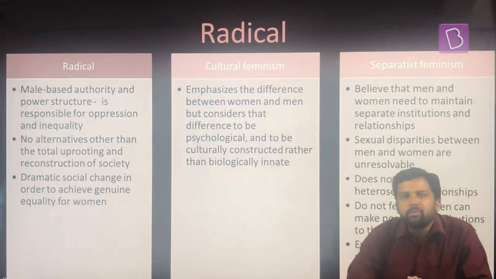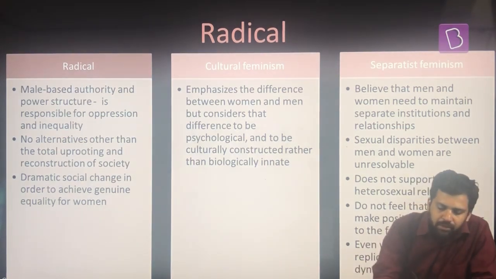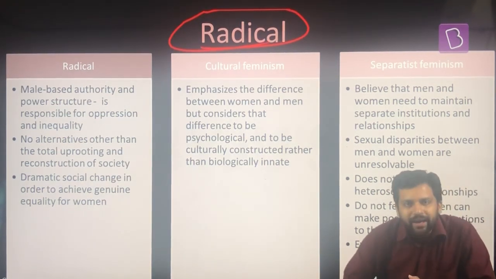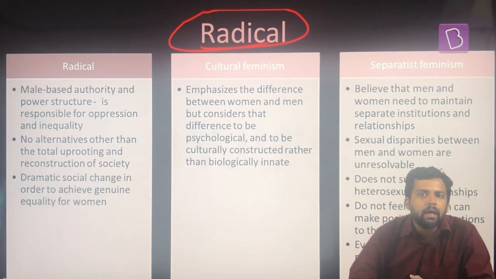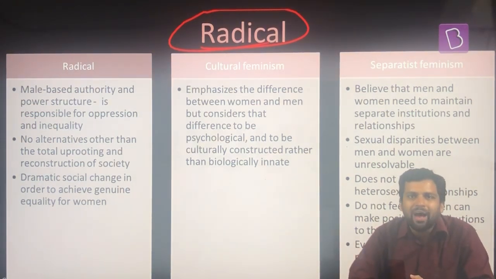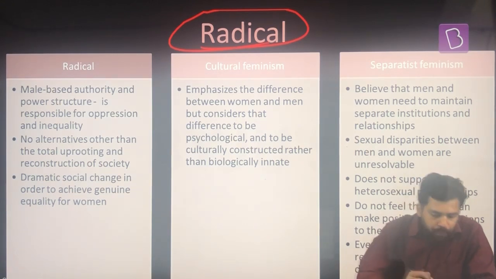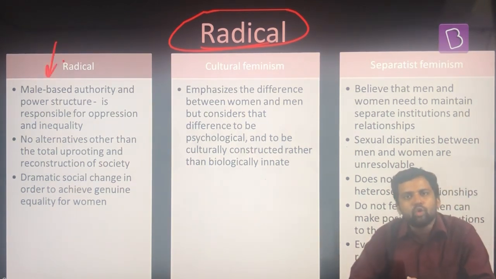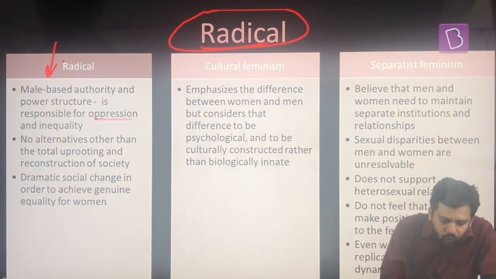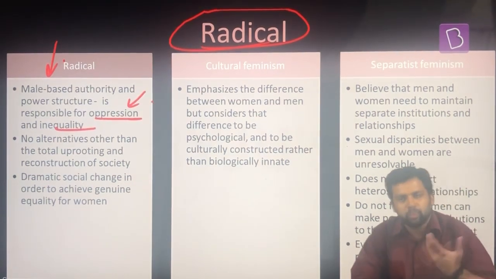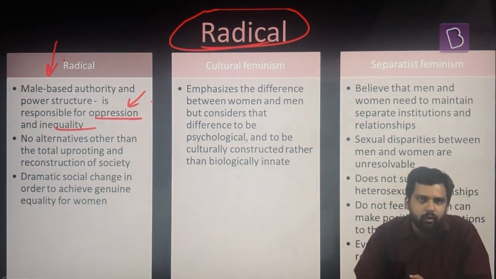Another form of feminism, radical feminism. Now, radical feminism believes that in the society it is the men who hold power. It is the men who have authority. So since it is the men who have authority, it is the men who hold power, there is always oppression, there is always inequality. Oppression is faced by women and there is always inequality.